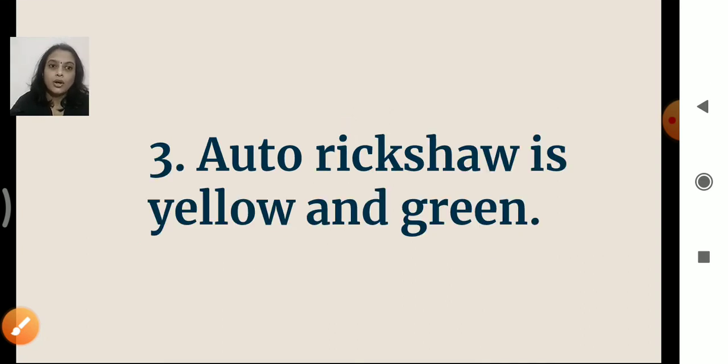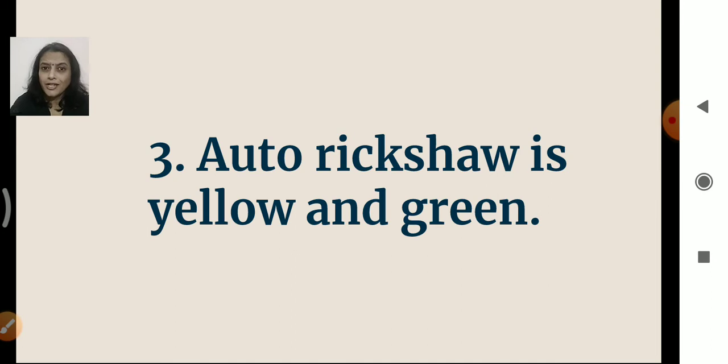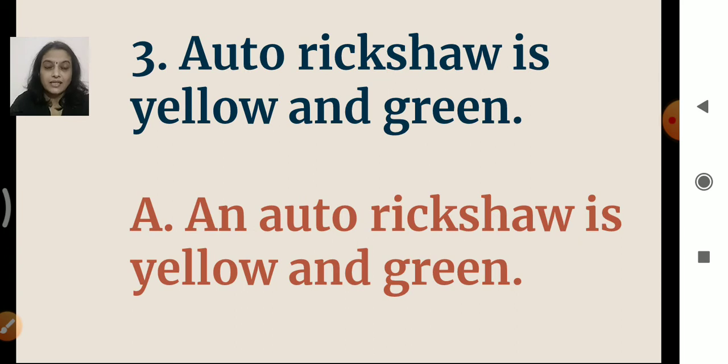The third one, auto rickshaw is yellow and green. Now remember, we are using the articles here, right? And the articles we are using in sentences 1, 2, 3. We have the numbers here, so it is not a paragraph, right? Now the third sentence is auto rickshaw. In the second sentence also we had auto rickshaw, he comes in an auto rickshaw. But the third sentence is not connected to the second sentence. So it is a completely new sentence. So auto rickshaw is yellow and green. We have the answer, an auto rickshaw is yellow and green.